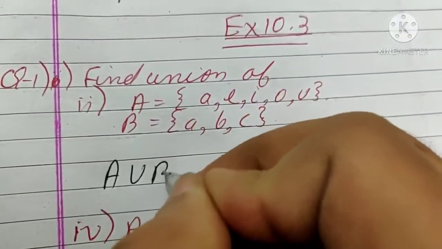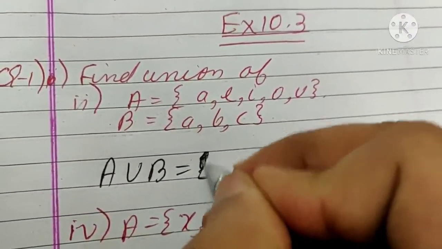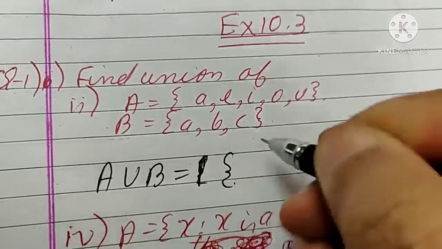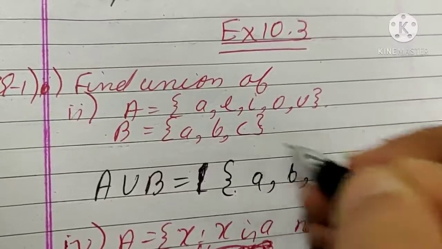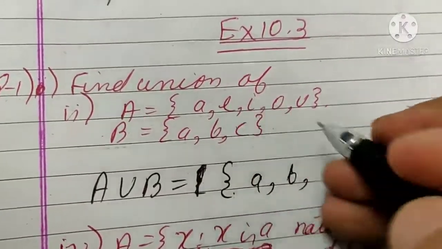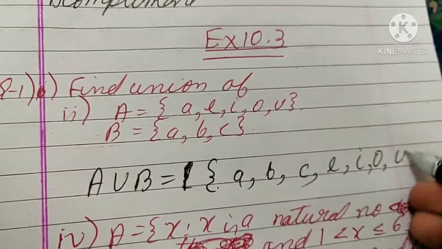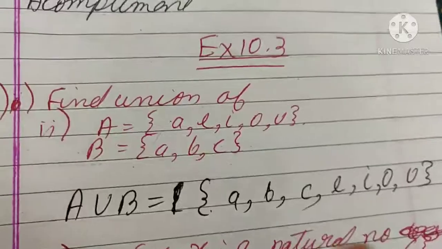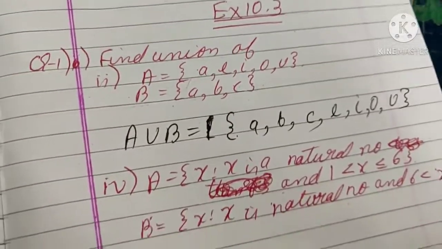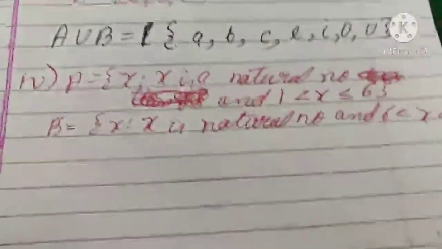So A union B is equal to all the elements of A and B, and no common element will be repeated. So A, B, C, E, I, O and U. Look, A was common and A is not repeated here, so this is the union. And this contains all the elements of A as well as all elements of B.